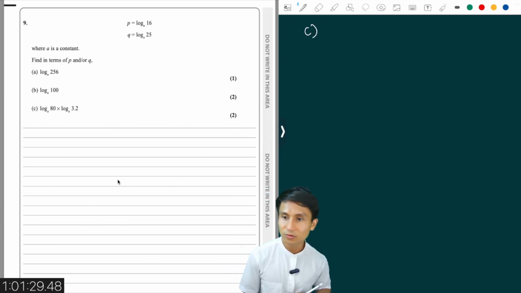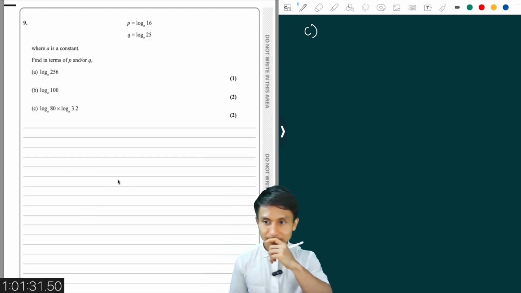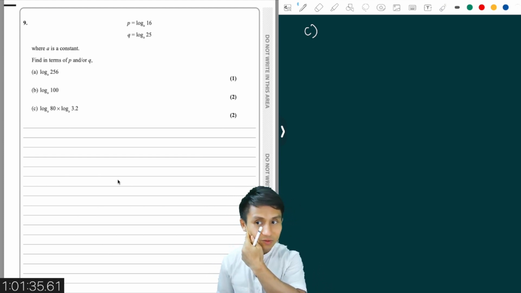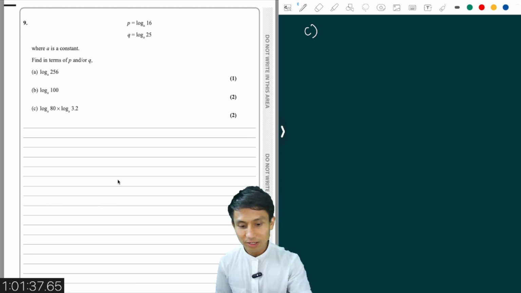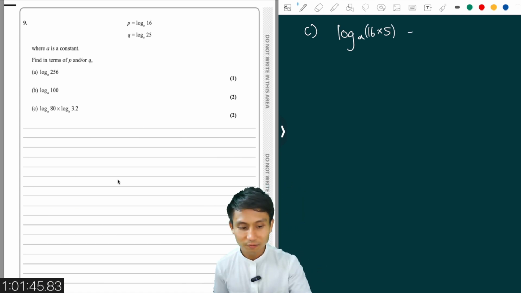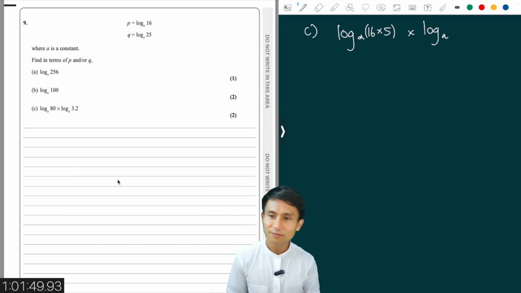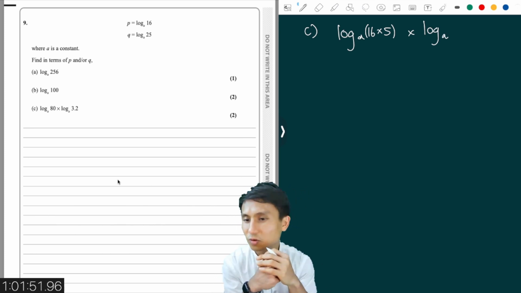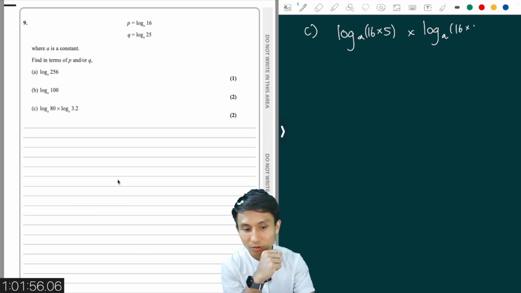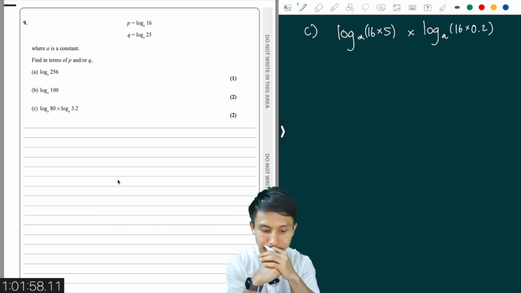Part C. Ooh, okay. So I'm going to make it log 16 now. This one right here. So part C, log base A of 16 times 5 would be 80. And then here we have multiply, log base A of 3.2. So 3.2 is 16 times 0.2, isn't it?